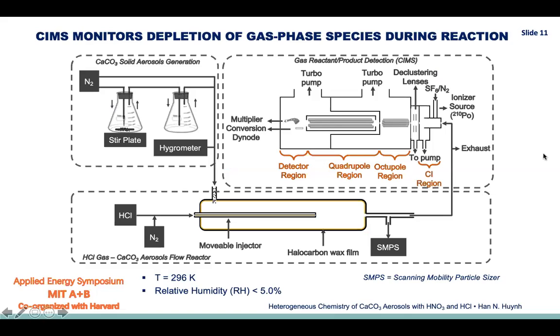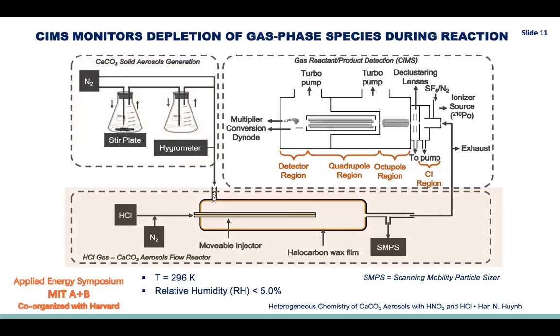Here's a quick overview of the AFT CIMS experimental setup. On the top left, we have a dry calcite aerosol generation process where we remove larger size particles inertially. We monitored the relative humidity and temperature of the flow with a hygrometer. Calcite aerosols reacted with the gas phase species inside a flow tube reactor. The flow tube was coated with a thin layer of halocarbon wax to minimize wall loss. At the outlet of the reactor, the aerosols were continuously characterized with an SMPS.